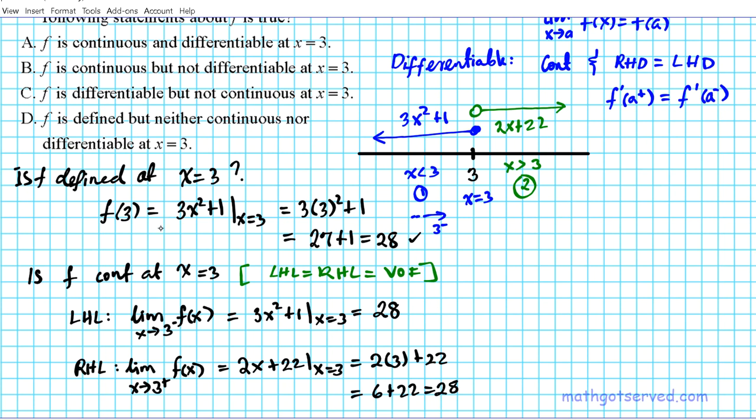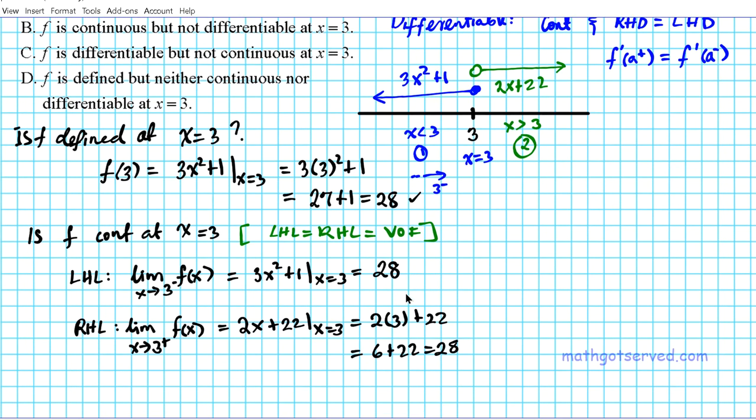So the value of the function, the left-hand limit, and the right-hand limit are the same. What does that mean? Ladies and gentlemen, it means that f is continuous, okay?